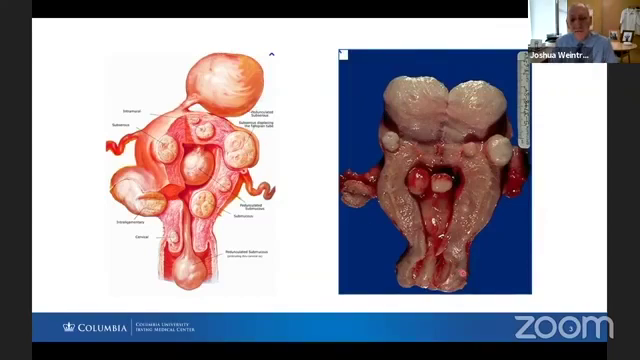And this is a gross pathologic specimen of a patient who had a hysterectomy. And here you can see the fibroids within the cavity of the uterus, extending beyond the wall of the uterus. And really, here's even a pedunculated one off to the side of the uterus.